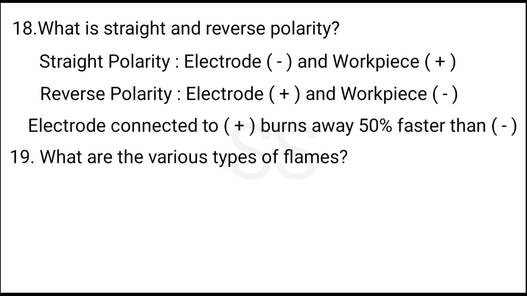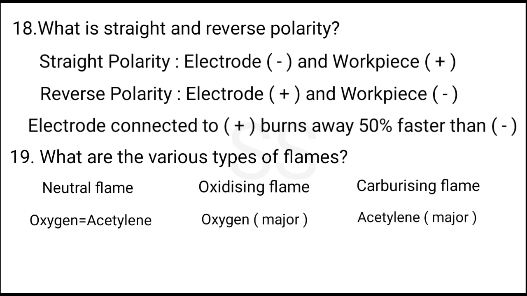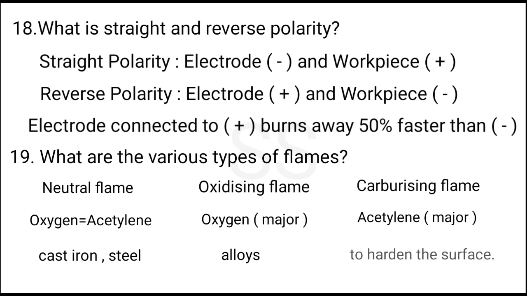What are the various types of flames? The different types of flames are neutral flame, oxidizing flame, and carburizing flame. In neutral flame, oxygen and acetylene are present in equal volume. In oxidizing flame, oxygen is present in higher volume. In carburizing flame, acetylene is present in higher volume. Neutral flame is used for welding cast iron, steel, copper, aluminium, etc. Oxidizing flame is used for welding alloys. Carburizing flame is used for welding when we need to harden the surfaces.